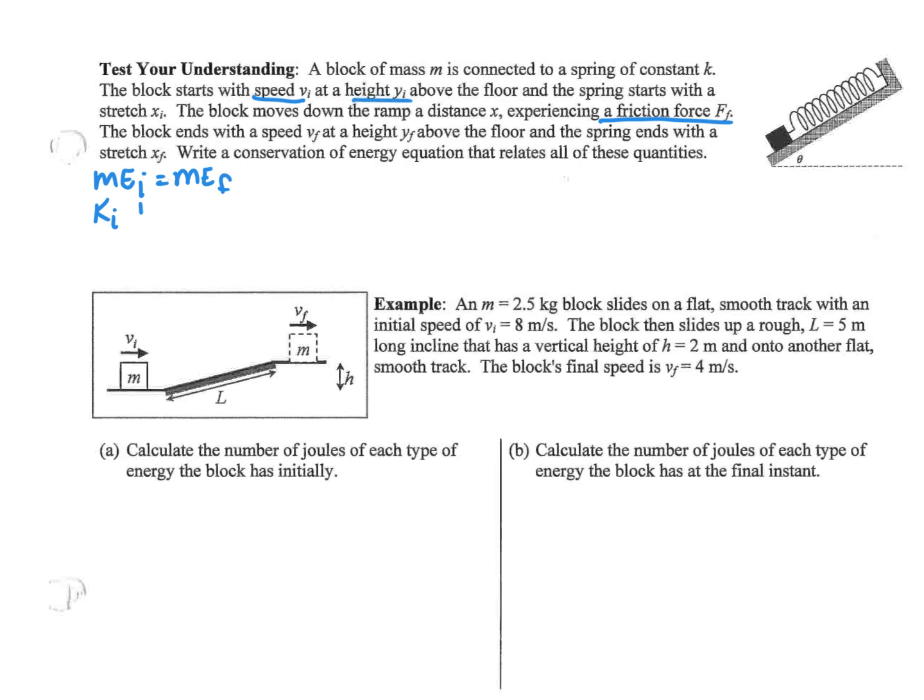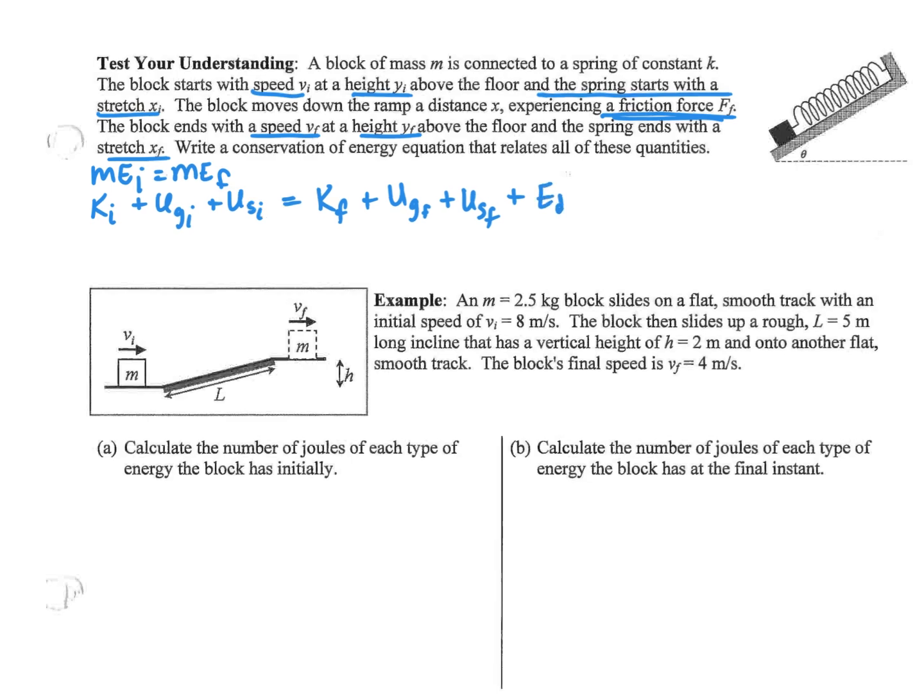It has a height, so we know it has initial gravitational potential energy. And the spring starts with a stretch, so it has initial spring energy. Now, we know it ends with a speed V final, so it has final kinetic energy. It has gravitational potential energy final, and the spring has a stretch. But it also had frictional force, so we have to say that there was some sort of dissipative energy that makes up the difference. So let's plug all this in.